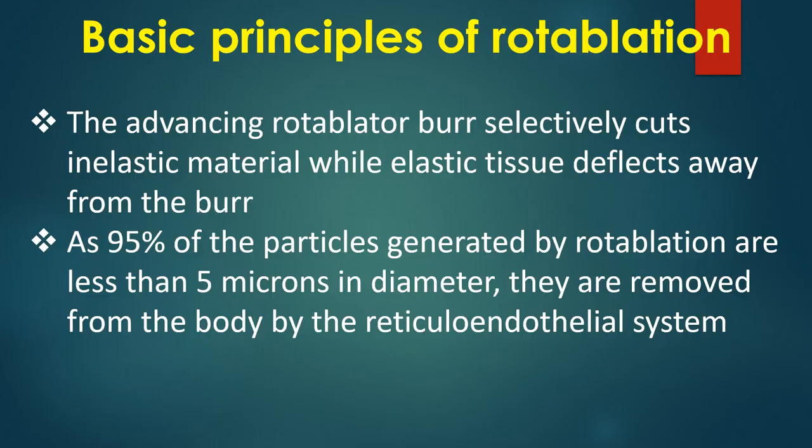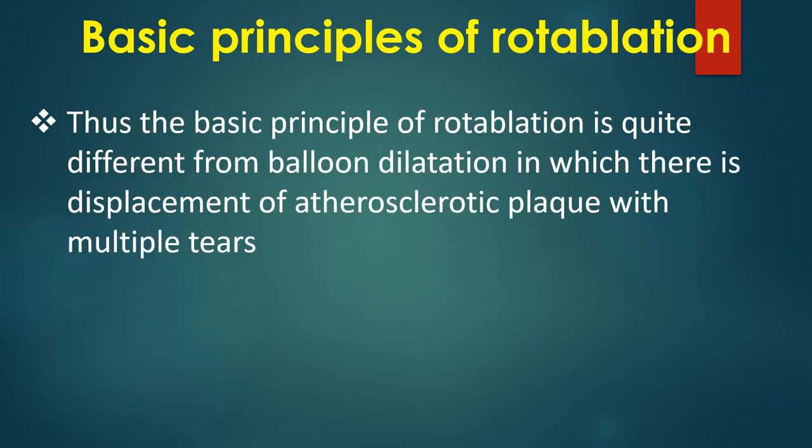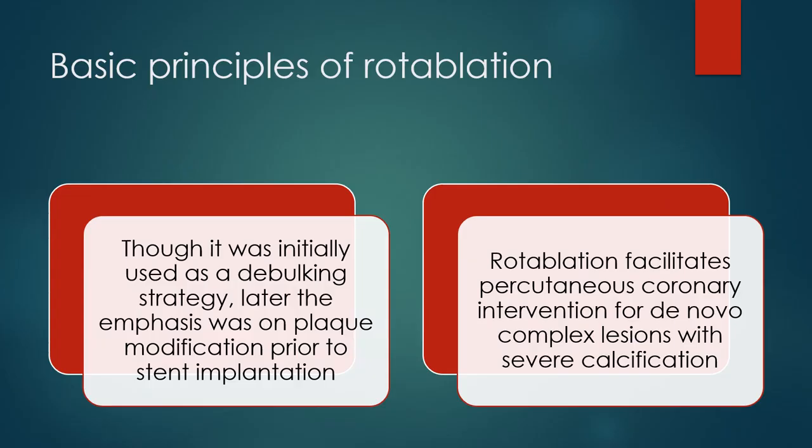As 95% of the particles generated by rotablation are less than 5 microns in diameter, they are removed from the body by the reticuloendothelial system. Thus, the basic principle of rotablation is quite different from balloon dilatation, in which there is displacement of atherosclerotic plaque with multiple tears. Though it was initially used as a debulking strategy, later the emphasis was on plaque modification prior to stent implantation. Rotablation facilitates percutaneous coronary intervention for de novo complex lesions with severe calcification.